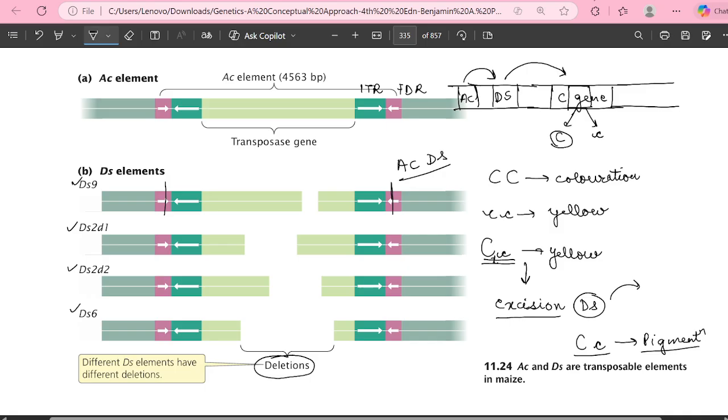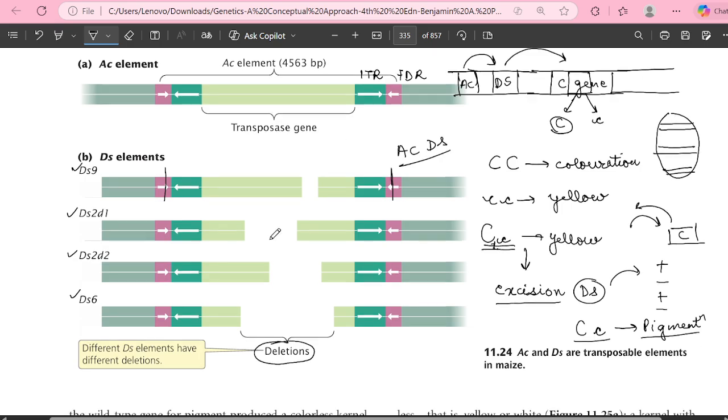Now because of this continuous jumping in and jumping out of the transposon from this C gene, the pigmentation will appear, then will not appear, will appear, will not appear. In that condition, we see that on the kernel of the maize, there are these streaks or sectors of purple, then yellow, then again pigment, then again yellow. So it's like pigmented, not pigmented, pigmented, not pigmented. It is all because of this transpositioning nature of the DS element. So this is how the pigmentation takes place in the maize.